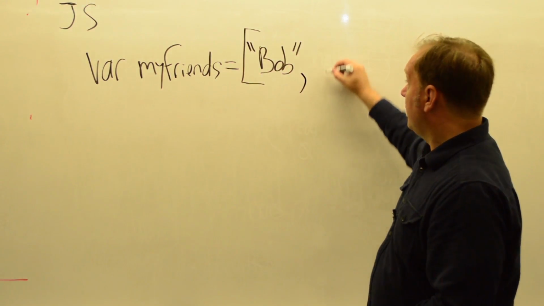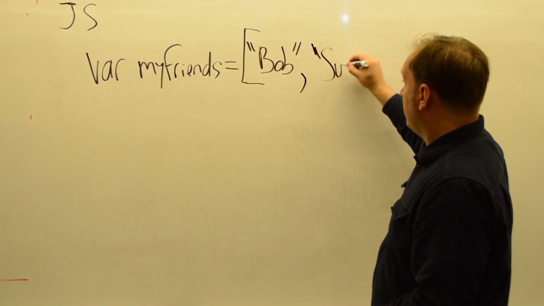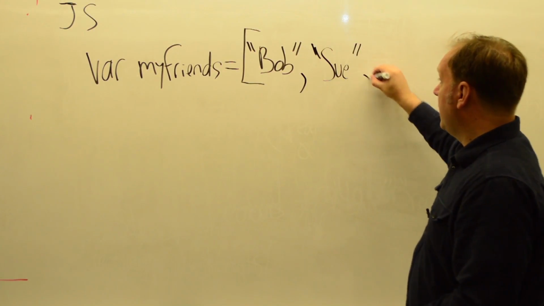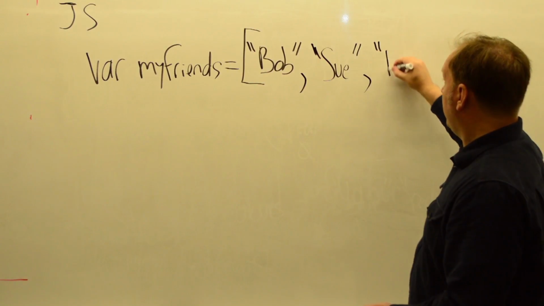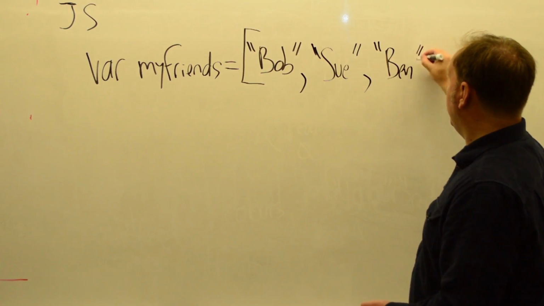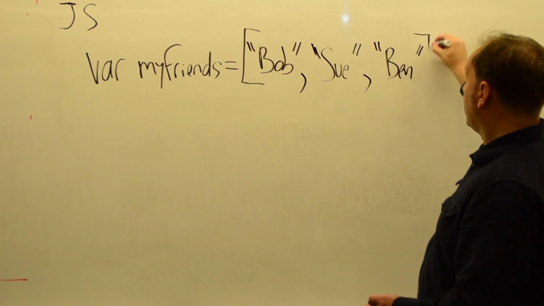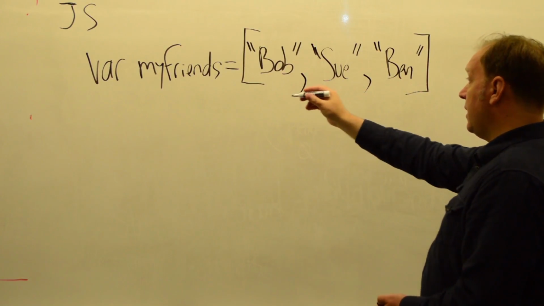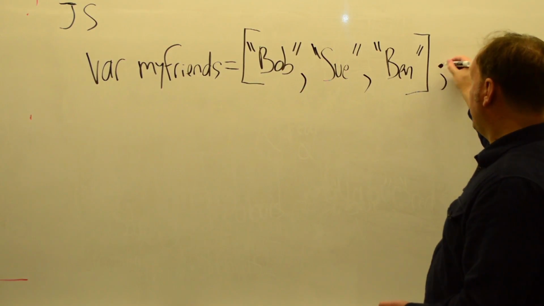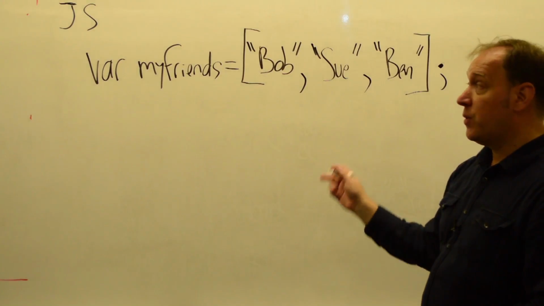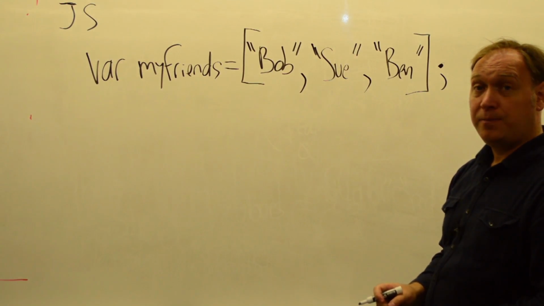Then comes a comma, quotes, Sue, quotes, another comma, and the final friend is Ben. We end the array with a closing square bracket and end the statement with a semicolon. So we've created the my friends array.